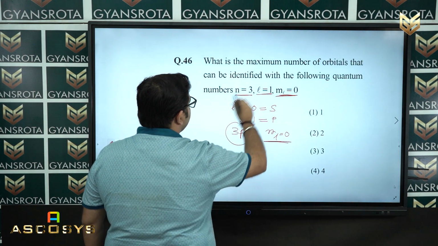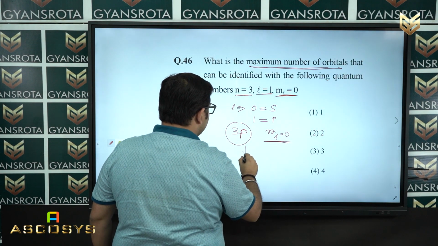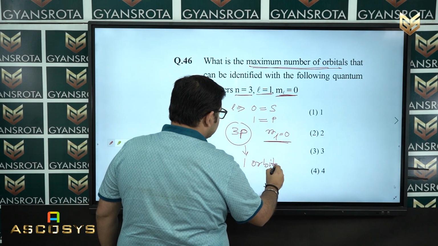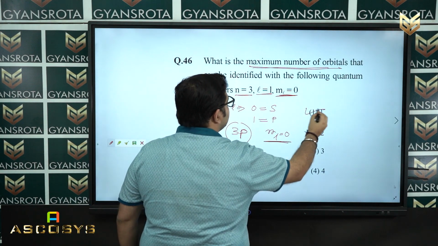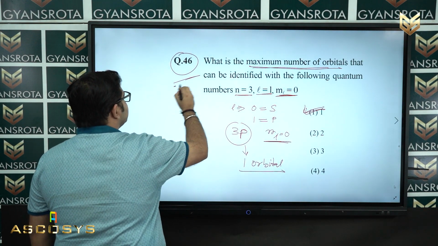So what they ask you is the maximum number of orbitals. How many orbitals? Only one orbital will be possible. So option number 1 is the correct answer for your question number 46.